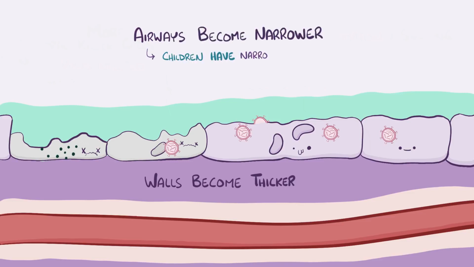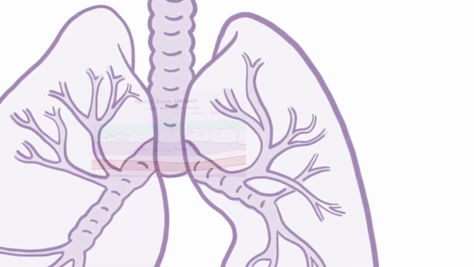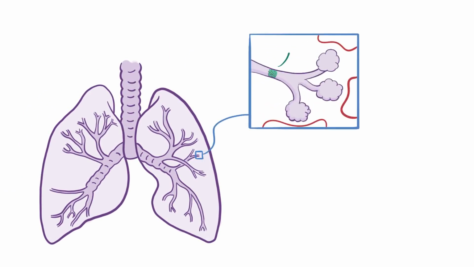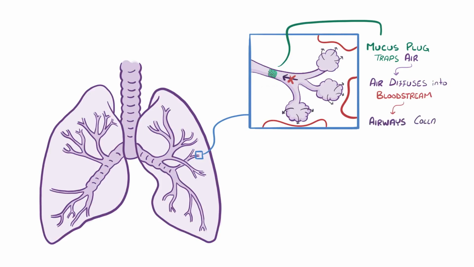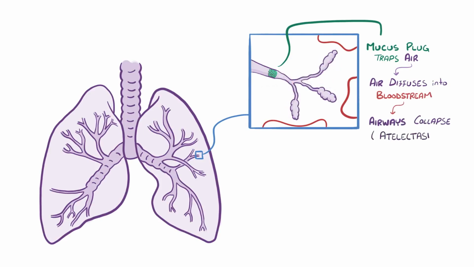Children typically have narrower airways than adults to begin with, so this additional narrowing of the airways affects them the most, and largely explains why they disproportionately suffer from bronchiolitis. In addition, dead cells and mucus slide into the airways, forming mucus plugs, which can trap air behind the plug. Over time, trapped air slowly diffuses into the bloodstream, and tiny airways collapse, a process called atelectasis.